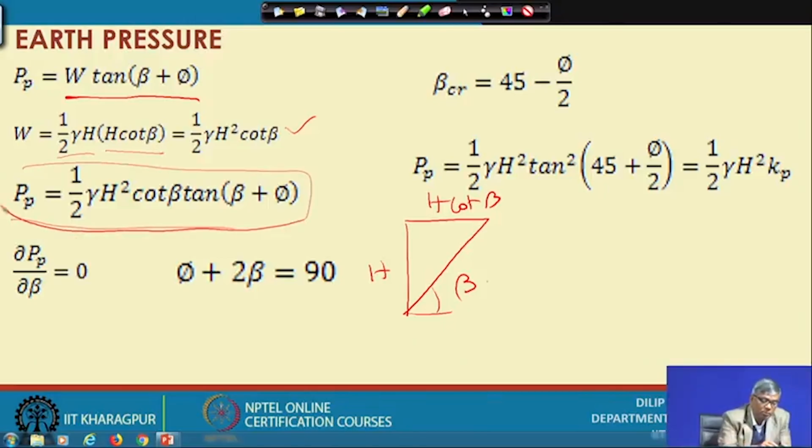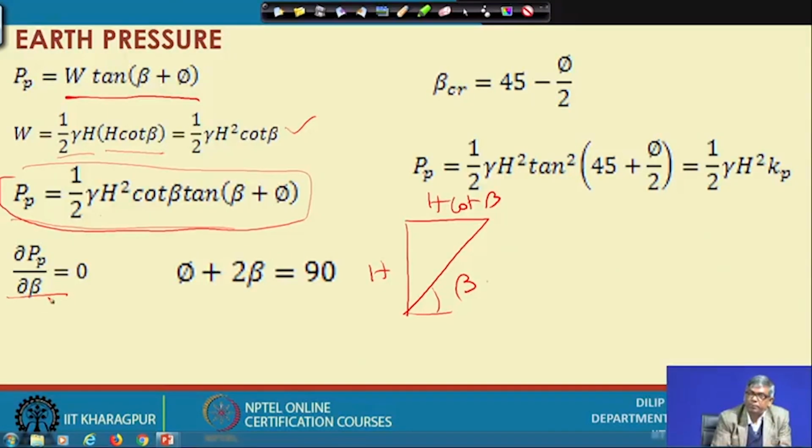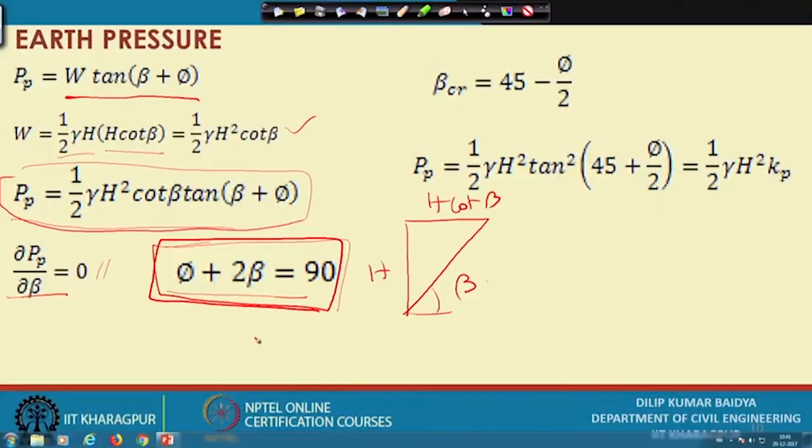This is the expression for P P, which has half gamma H square cot beta tan phi. So, beta and phi. Phi is known for the soil, but beta is generally not known, is it not? That is why we need to find the value of beta. Similar to what we have done in the previous case, del P P by del beta, that means you differentiate this with respect to beta and set it to 0, so we are optimizing it. After doing this and several substitutions, modifications and simplifications, where terms that cannot be 0 are eliminated, finally you will get a relationship between phi and beta like this. Like we got phi and beta there, here also you have a relationship between phi and beta like this.